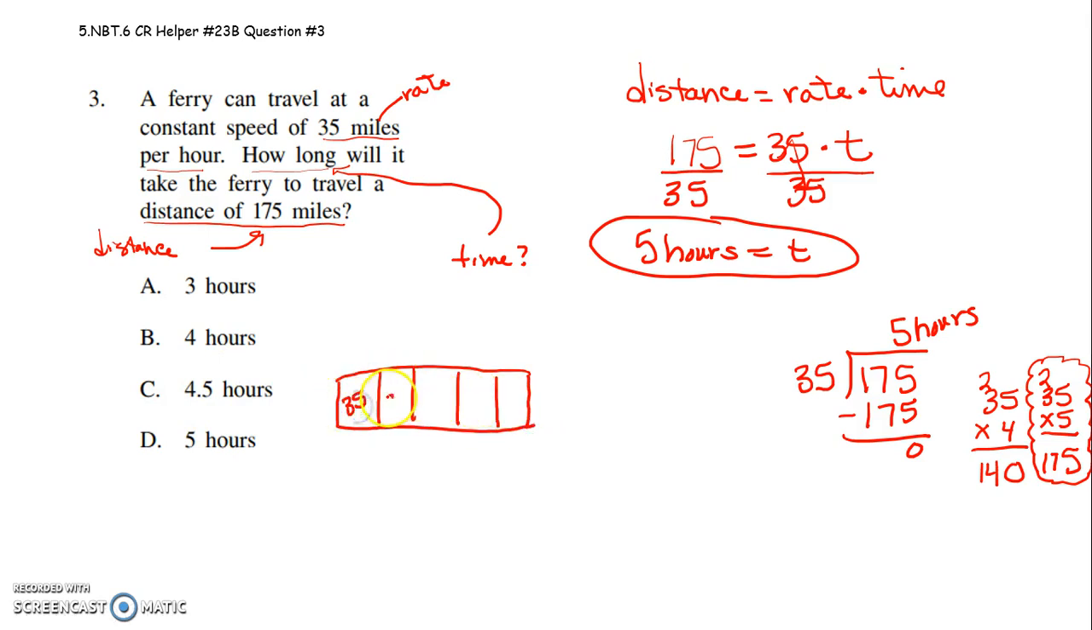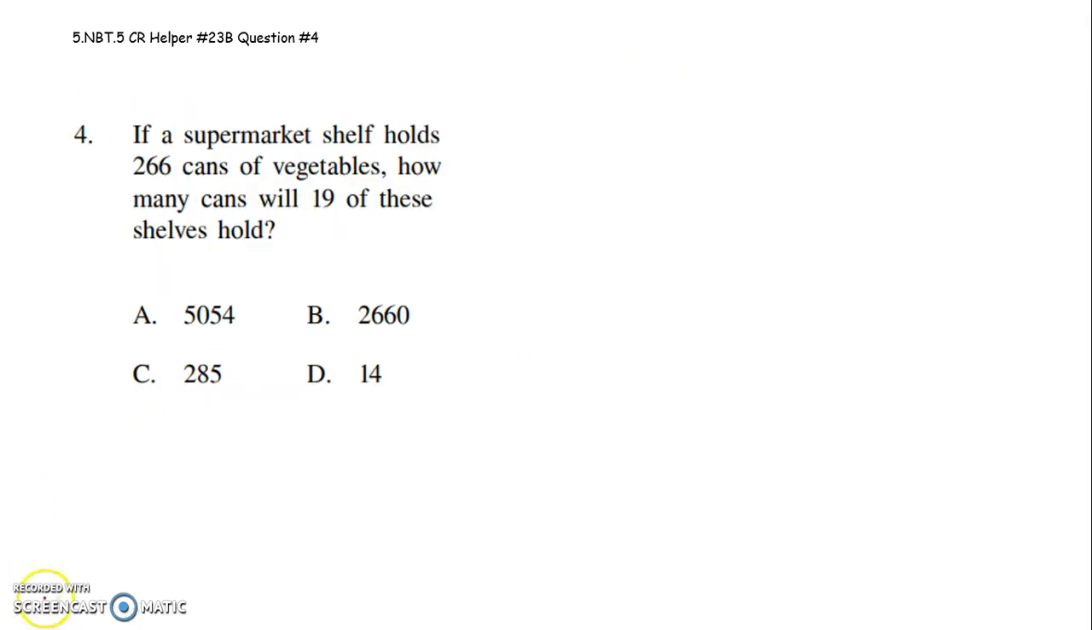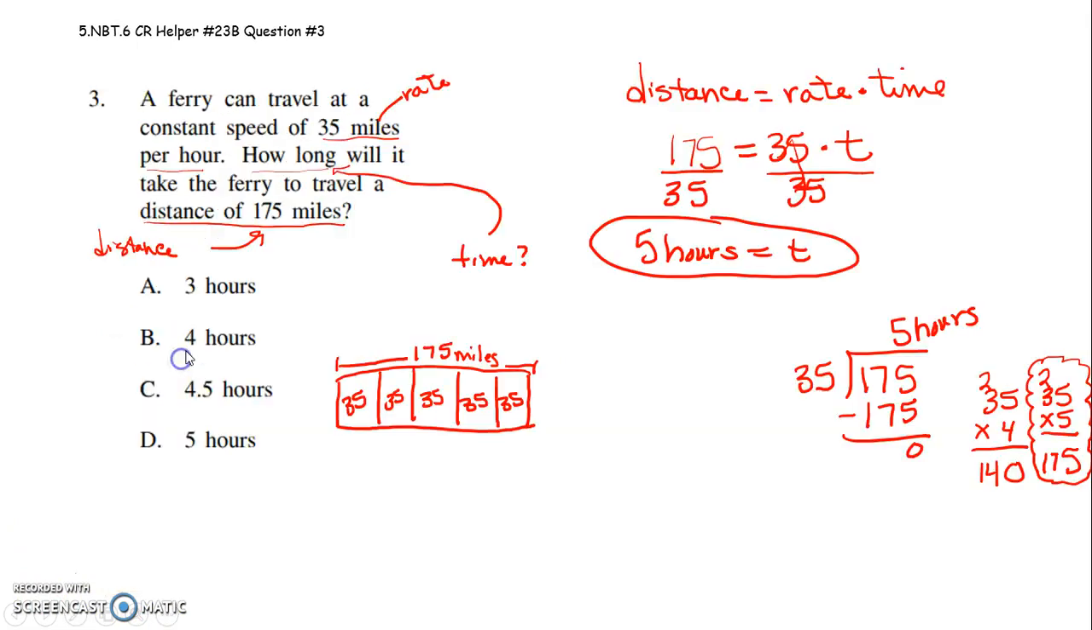If you travel 35, 35, 35, 35, 35 miles every hour, that's what that means. 35 miles per hour means 35 miles every hour. After 5 hours, you'll have traveled 175 miles. There you have it. Sorry, I keep jumping slides. I hope that helps. 5 hours. Take your distance, divide by your rate, you'll get your time.